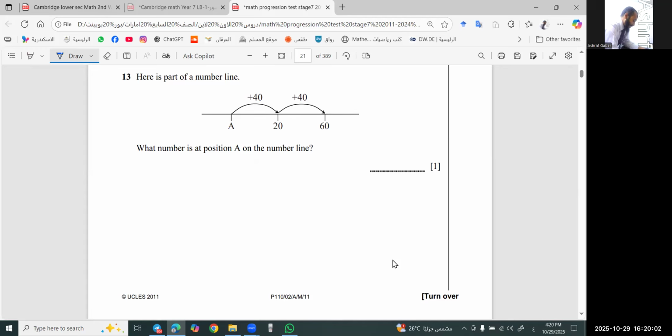In another exercise, here is part of a number line. A plus 40 gets 20, 20 plus 40 gets 60. What is the position of number A? What number is at position A on the number line? -20. Yes, excellent. And how can we get it? 20 minus 40, get what? Negative 20. And we should write the answer in the dots. If we write the answer here, this is not correct. The answer will be right here.